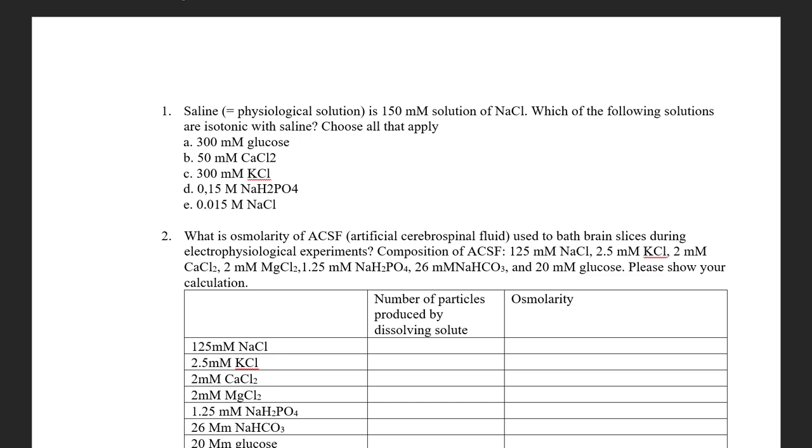And first of all, there is a question about the physiological solution, which is 150 millimolar. And we have the sodium chloride here, which means the osmolarity will be calculated because we have two particles, so two ions. And we need to choose the solutions which are isotonic to this concentration of sodium chloride.